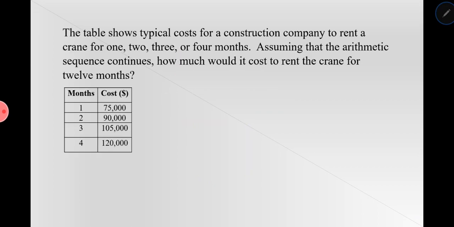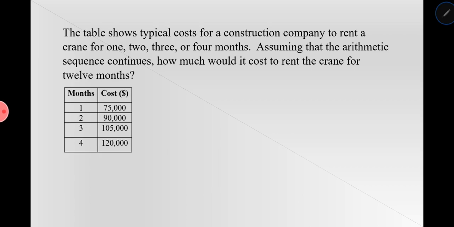Okay, so we have here a problem. A table shows typical cost for a construction company to rent a crane for 1, 2, 3, or 4 months. Assuming that the arithmetic sequence continues, how much will it cost to rent the crane for 12 months? So gagawa tayo ng table ng months and the cost. For the first month, 75,000. For the second month, 90,000. Third month, 105,000. Fourth month, 120,000 pesos.